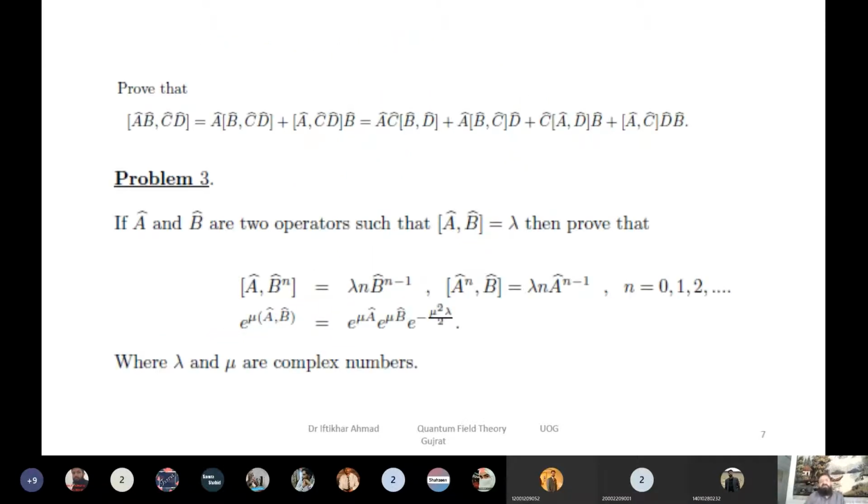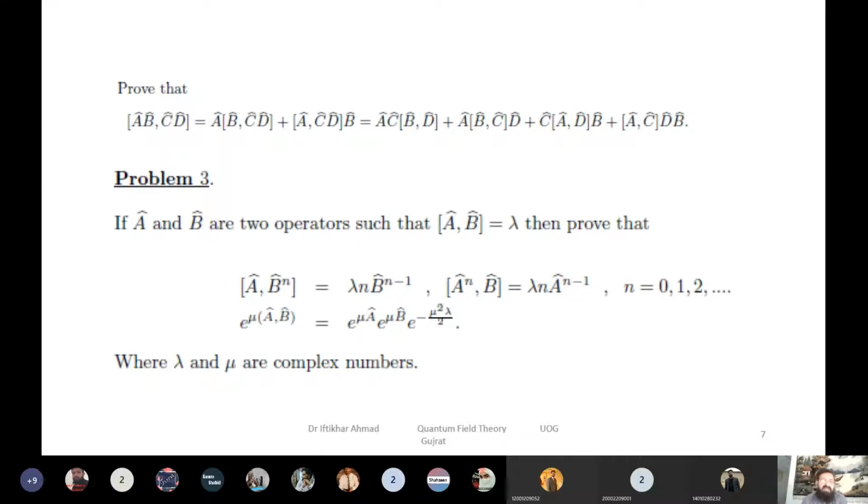Next, here I give you one example. Prove that the operator [A B, C D] is equal to this expression. So at home you can try to solve this and prove how you get the right hand side from the left hand side. Everybody do this at home.